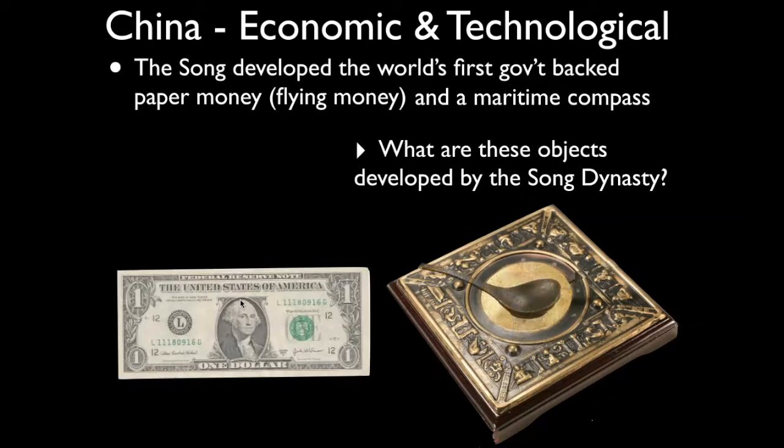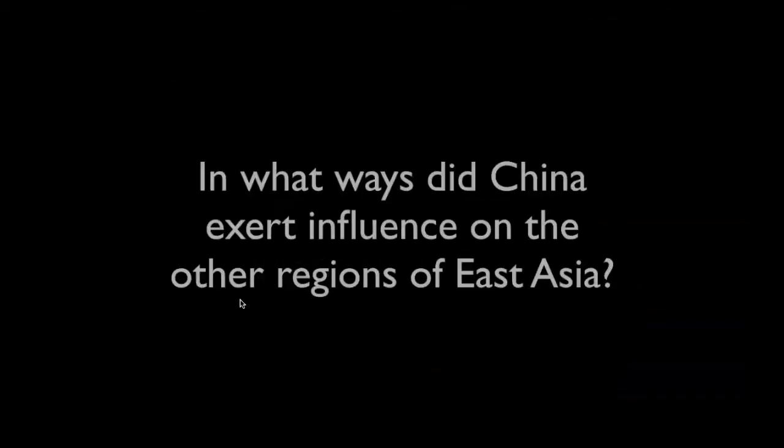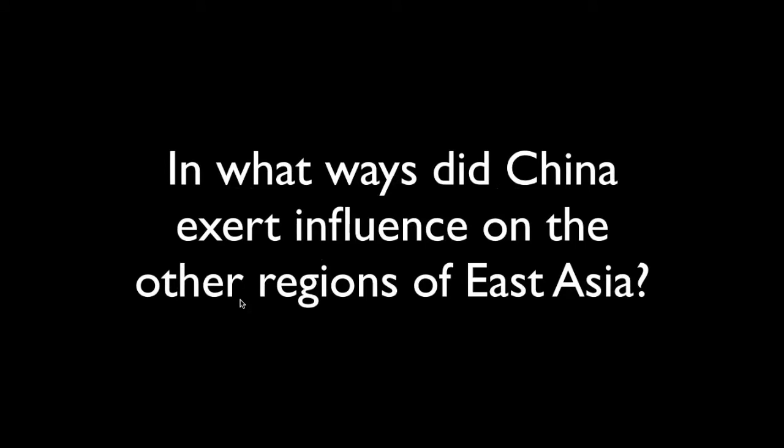And then this one, another important innovation developed by the Chinese, is the maritime compass. And those objects would also spread from China along the Silk Road and Indian Ocean sea lanes to other parts of the world. In what ways did the Chinese exert influence on other regions of East Asia?